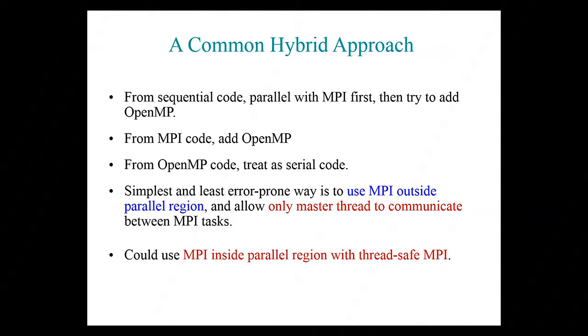And certainly, you can go the other way around, as long as you use a thread-safe MPI approach. You can actually make MPI calls within parallel regions. So the commercial and popular way is you have an MPI code, you add OpenMP, and the CPUs on one node will run in OpenMP threads in parallel. The other way around you can try as well.